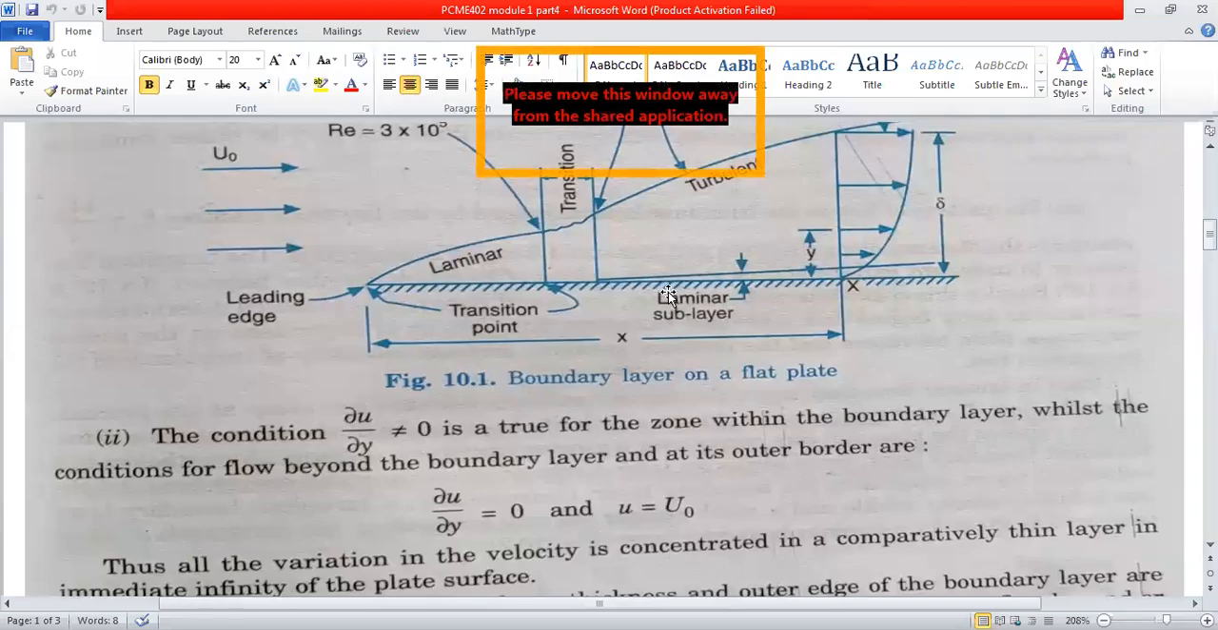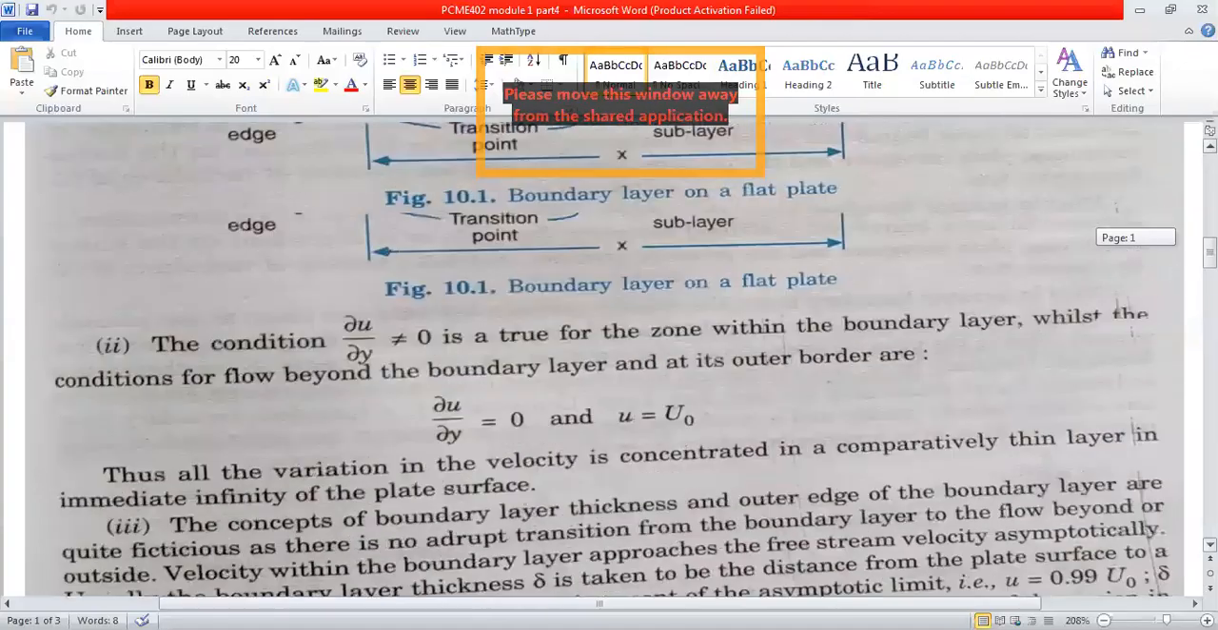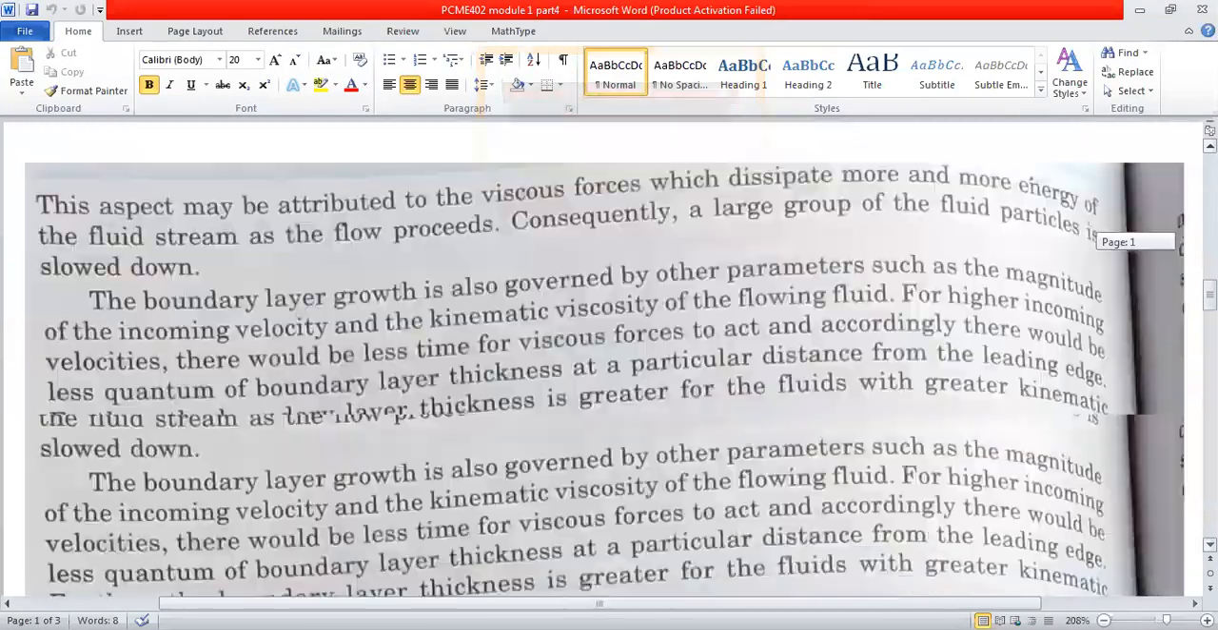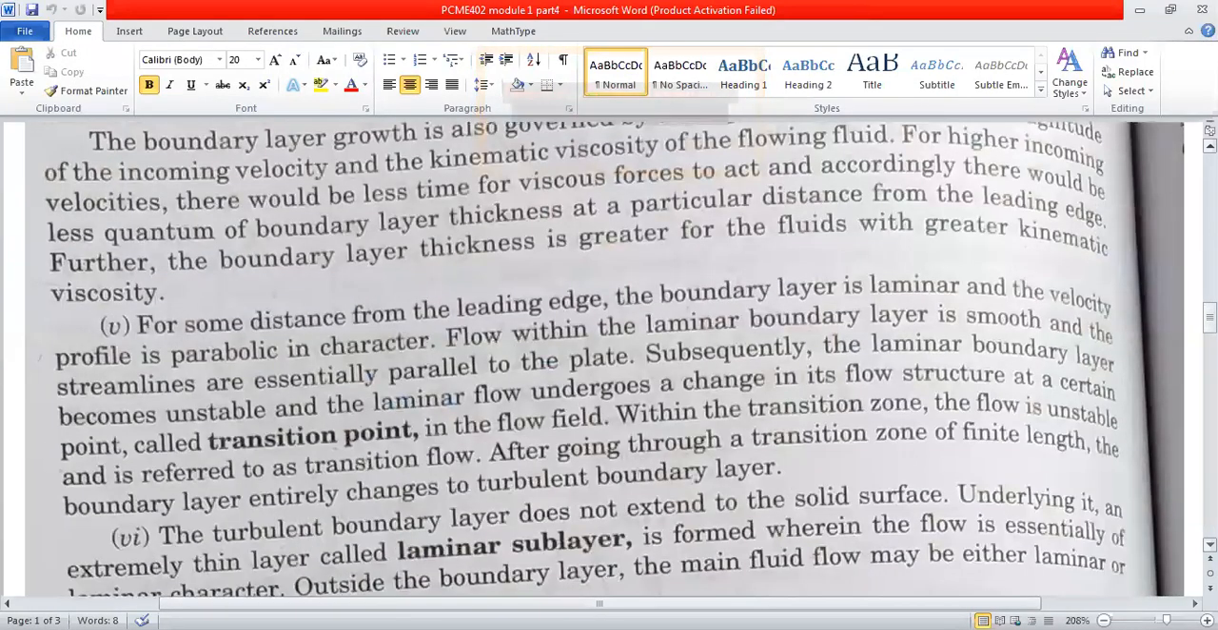You understand this? The length x will then reduce. Okay. More turbulency means the length x will reduce, and less turbulency means the length x will increase. Okay.